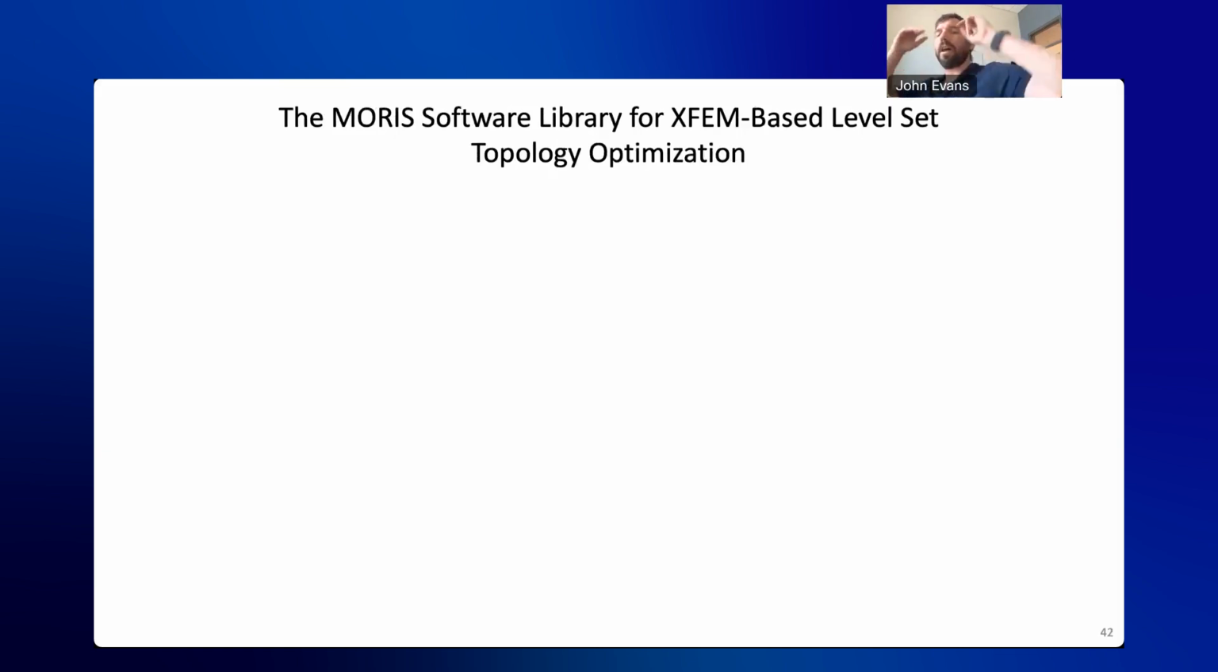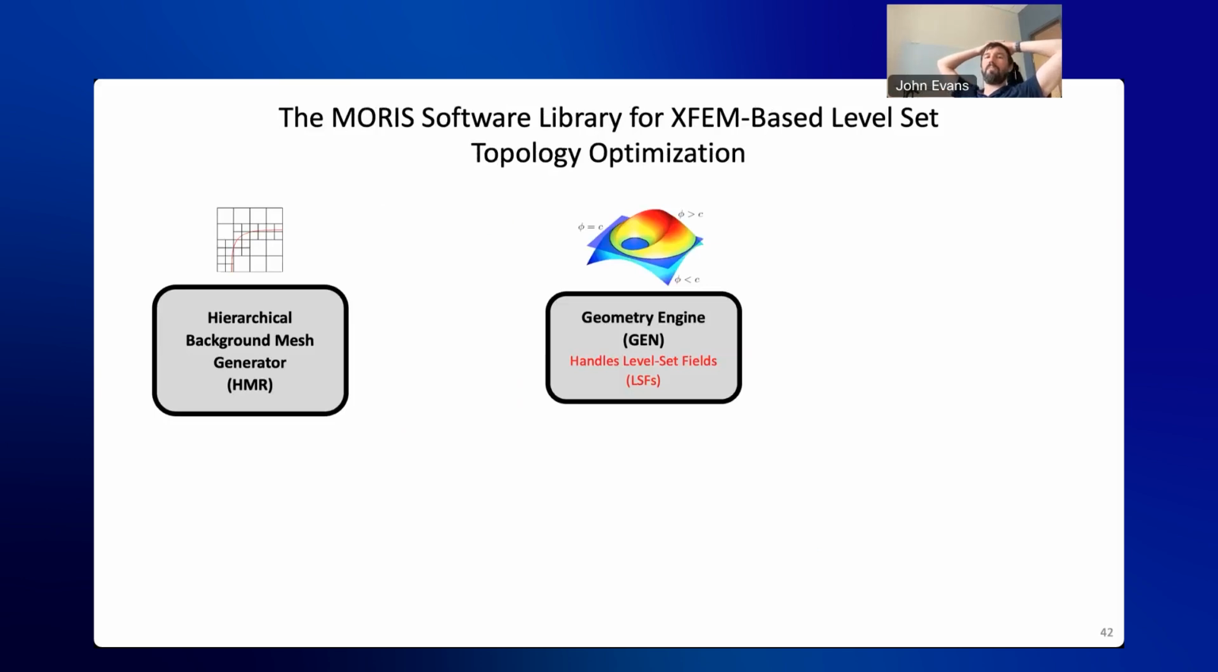And to create Exum, we leveraged the Morris software library developed by Kurt Maute's group for FEM-based level set topology optimization. And underlying Morris is a hierarchical background mesh generator and a geometry engine. So we call these HMR and Gen respectively. And Gen handles level set fields and descriptions of geometries, and the hierarchical background mesh generator generates the background meshes to be leveraged within interpolation-based immersed analysis.